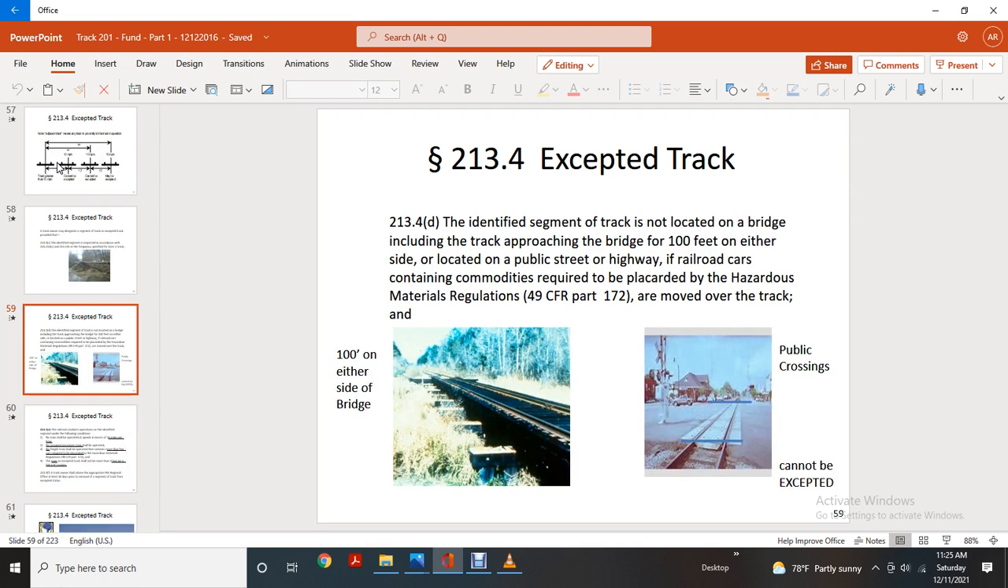Excepted track with the 213.4d, with identified segment of the track is not located with the bridge, include with the track with approaching with the bridge over the 100 feet either side, with the located with the public street with the highway, to railroad cars containing commodities required by the placard with the hazardous material regulation Title 49 CFR 172 to move it over the track and 100 feet on either side of the bridge or over the public crossing cannot be excepted.